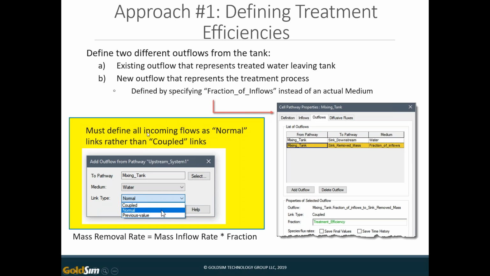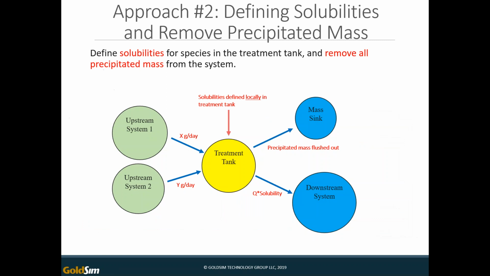Okay, so that's the first approach, a simple treatment efficiency. Now let's look at the second approach, where we're going to define solubilities and remove precipitated mass. So this is a little bit different. The first approach was we have a black box treatment tank in which we specify how much incoming mass is removed. In this particular case, we're going to say the treatment tank is going to precipitate things out. We're going to change the chemistry, let's say, in some way, so that in the treatment tank I have some solubilities defined.